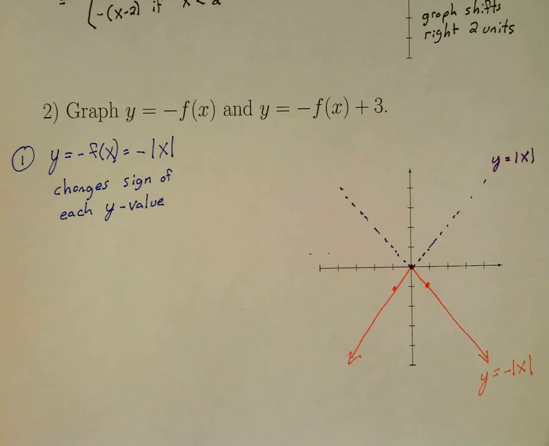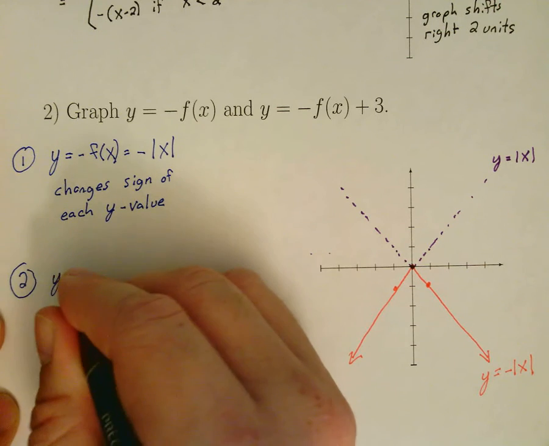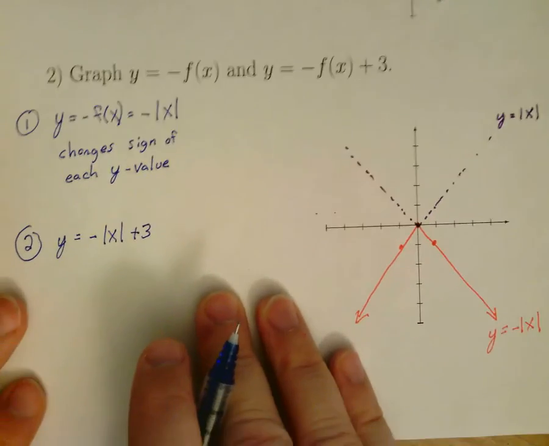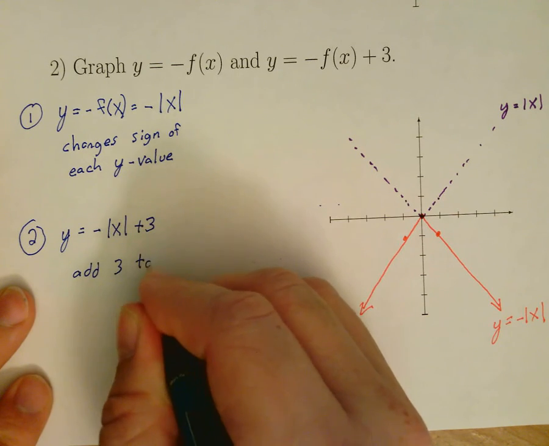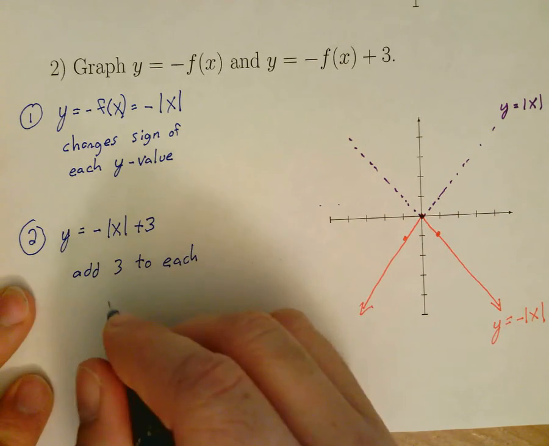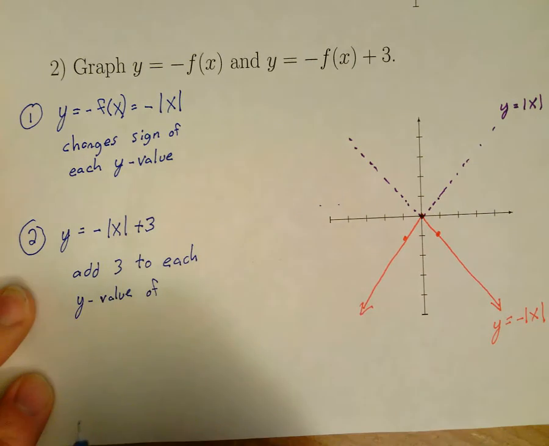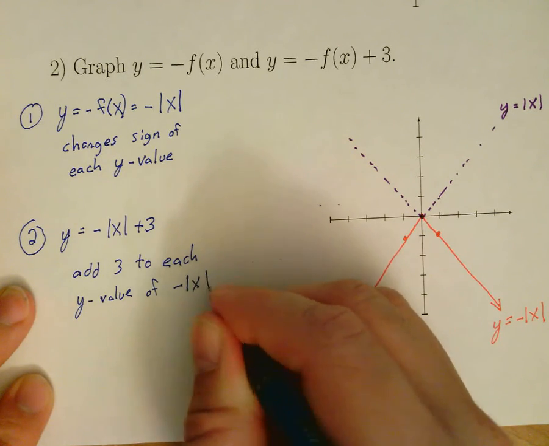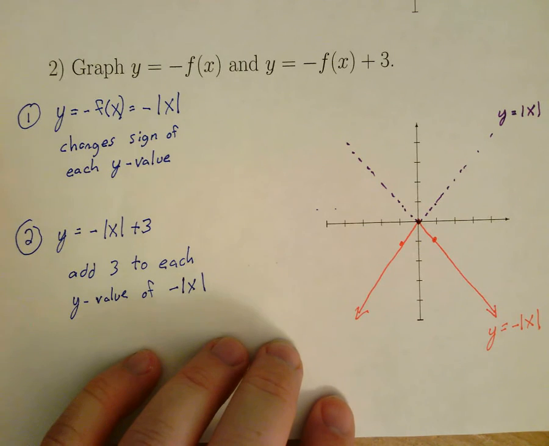Now the next one. If I look at y is equal to the negative absolute value of x plus 3, all this little plus 3 does is add 3 to each y value. Add 3 to each value of negative absolute value of x. So what we're going to see visually is that this is just shifting everything up 3 units. So let's take a look at that. I'll do that one in blue.